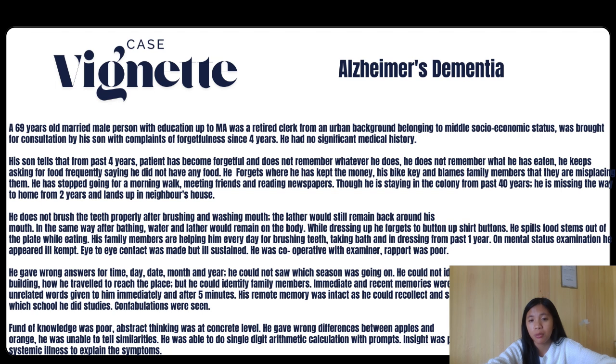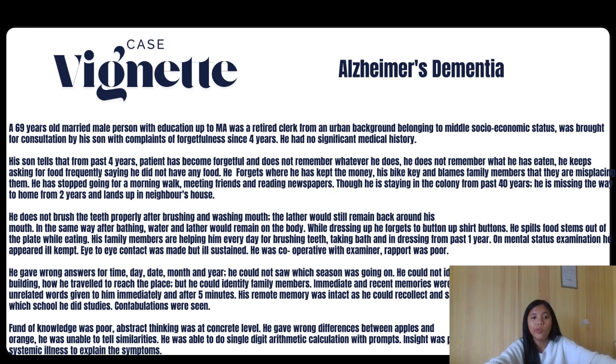Fund of knowledge was poor. Abstract thinking was at concrete level. He gave wrong differences between apples and orange. He was unable to tell similarities. He was able to do single digit arithmetic calculations with prompts. Insight was poor. Laboratory investigation ruled out any systemic illness to explain the symptoms.